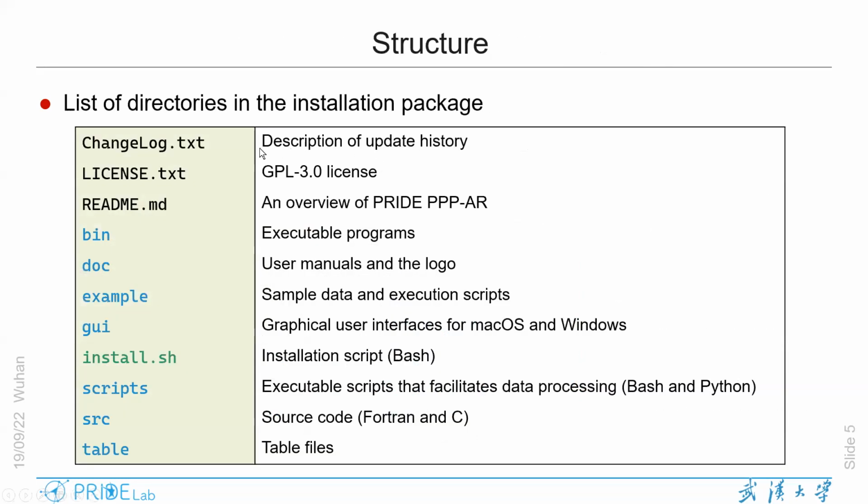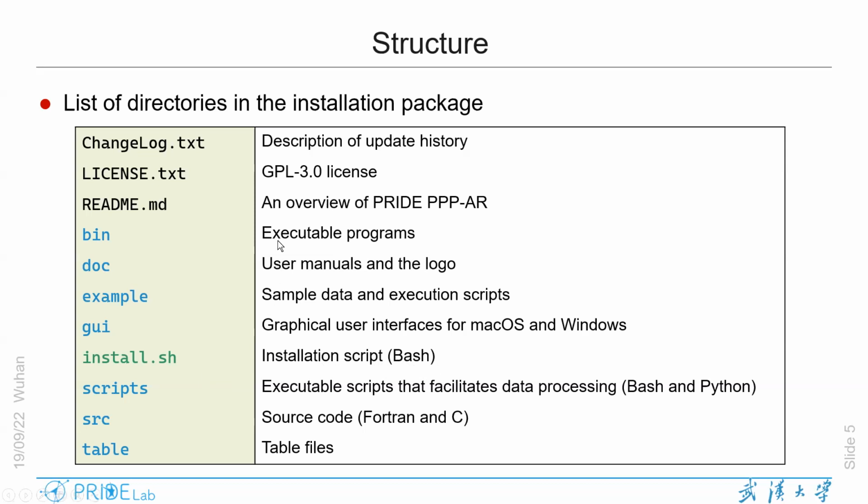Next, let's turn to the software package and look at the directory structure. There are 3 documents, 7 folders, and 1 installation script here. The documents give some information about the update history, the general public license, and an overview of the software. The installation script is marked as green, and we can see the suffix of the script is .sh, which means it is written in bash. You should execute this script to finish your installation.